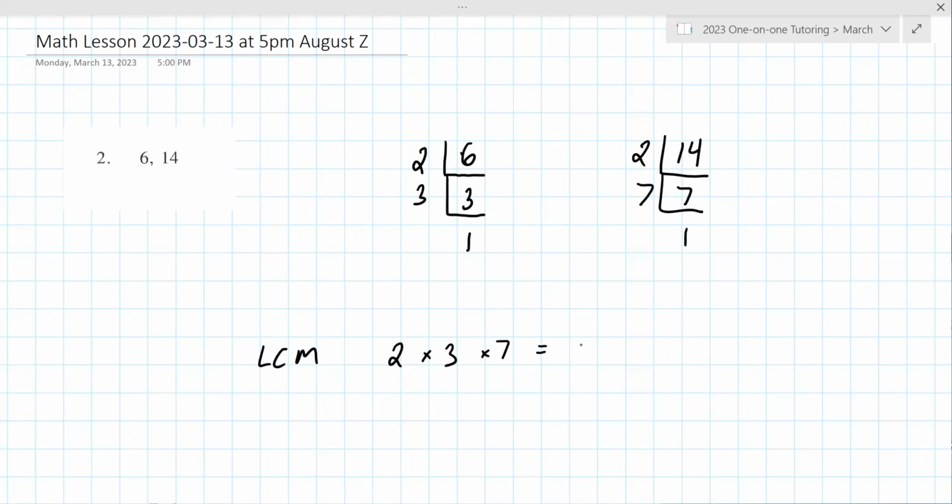It would multiply to 42. 42, very good. And that's your answer.